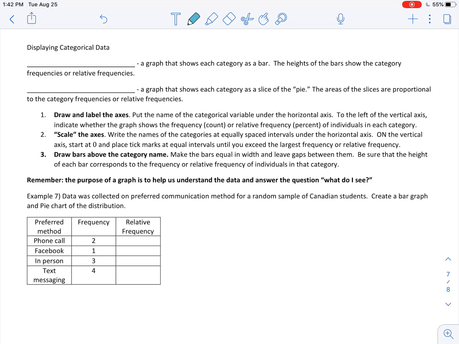So remember, this is when you get placed in a category. It's not just a count or a measurement. So you might be placed in a category of having black hair. You might be placed in a category of living in Illinois, but it's some type of category. So if you wanted to display that, you have a couple choices.